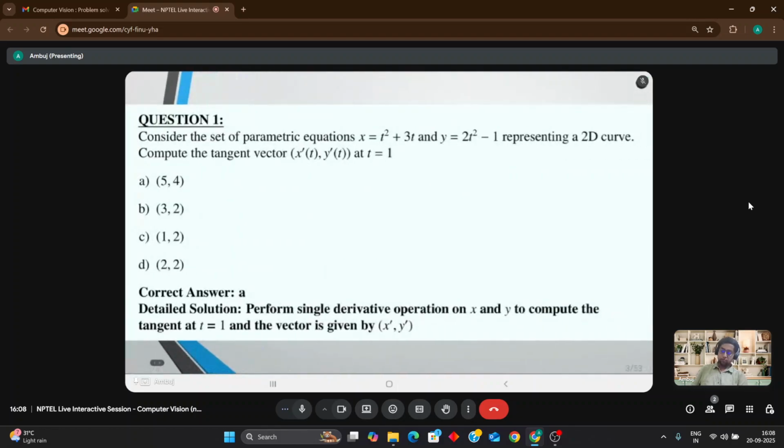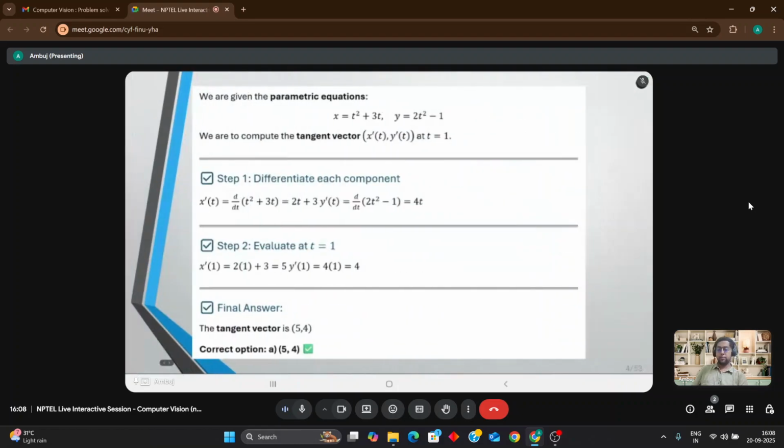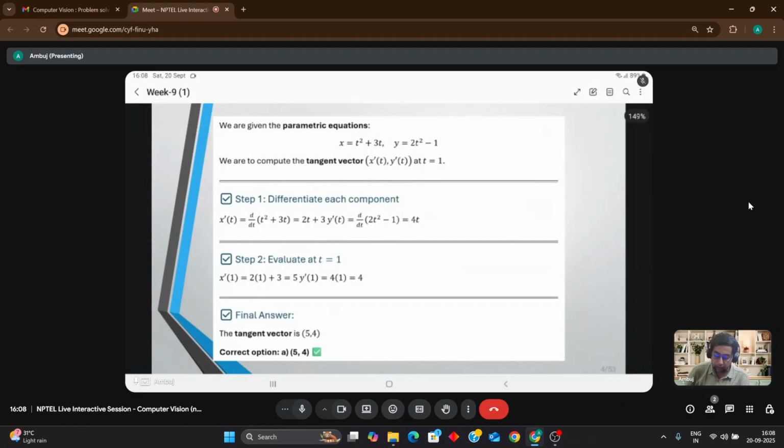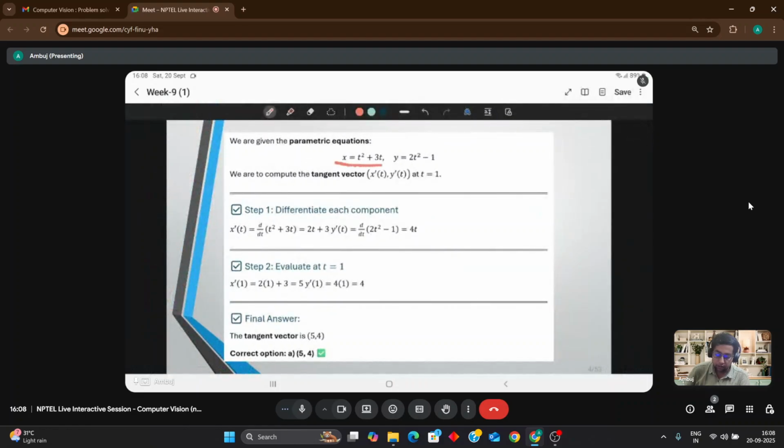Let us see the approach. First of all, we have to understand that we have been given two particular parametric equations: x equal to t square plus 3t, y equal to 2t square minus 1. You have to compute the tangent vector x dash t, y dash t at t equal to 1. First, take the x component and differentiate it with respect to t. So x dash t equals dx by dt, a simple procedure. Here you will get 2t plus 3.